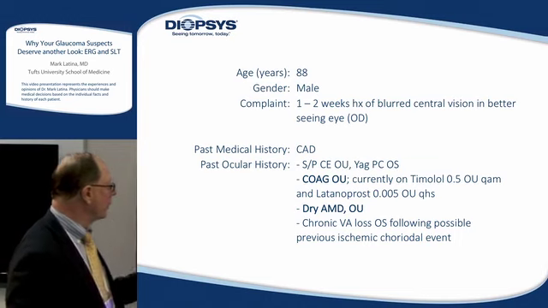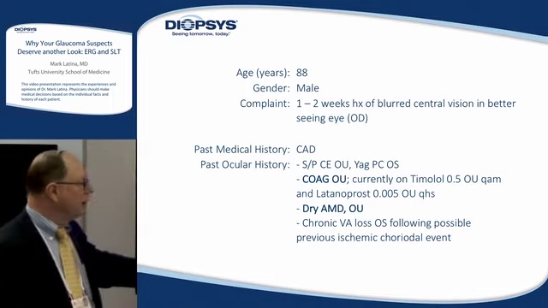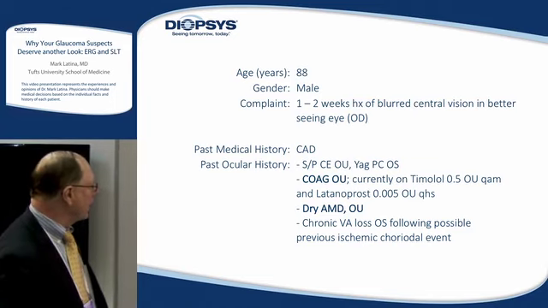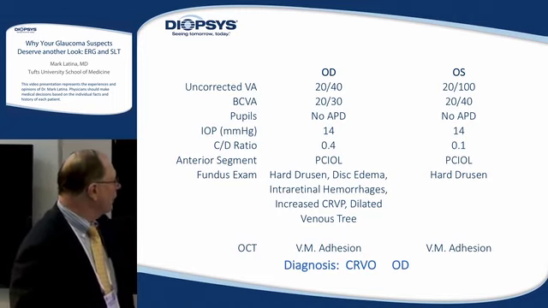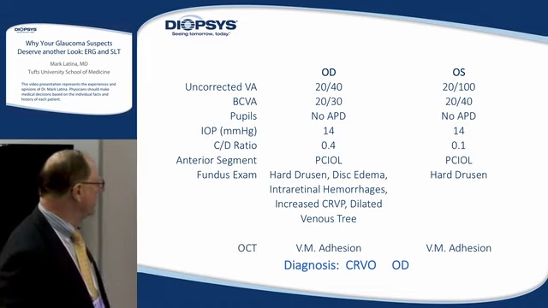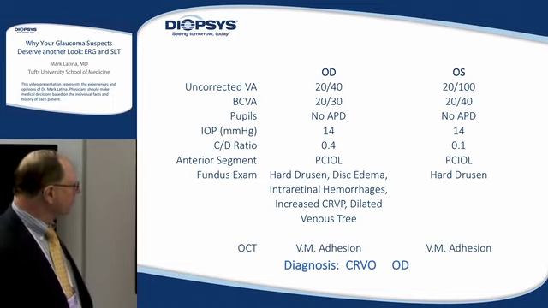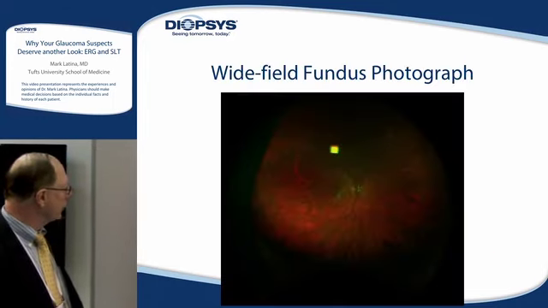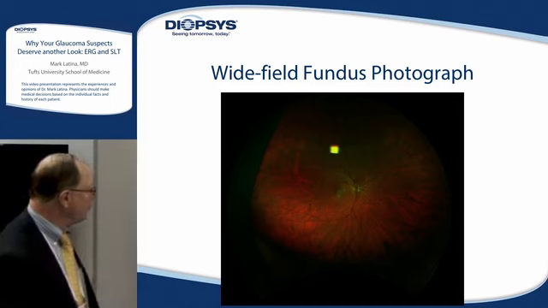Finally, this is, I think, a retina patient. This isn't my patient, but a patient with left eye who had an ischemic event. So we only have the right eye, and the patient comes in with blurred central vision in his better seeing eye. He's currently also on timolol and latanoprost and has dry AMD as well. Visual acuity was 20/40 or so in the right eye, 20/100 in the left eye. Some drusen, some intraretinal hemorrhages, dilated venous tree, and they made a diagnosis of mild central retinal vein occlusion. Here's the fundus photograph showing it. So you see the hemorrhages, diffuse hemorrhages throughout.